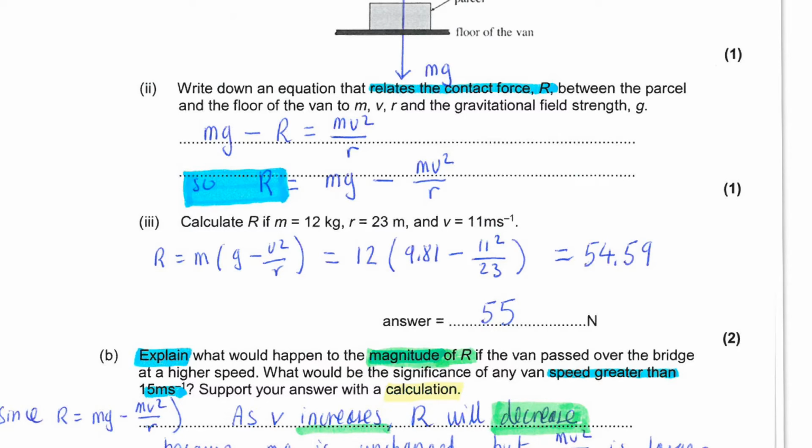Next, you're asked to find the value for R, knowing the values of the other variables. So this is simply substitution into the equation that you've just worked out, and that leads you to an answer of 54.59 newtons. However, it's appropriate to give this to two significant figures.